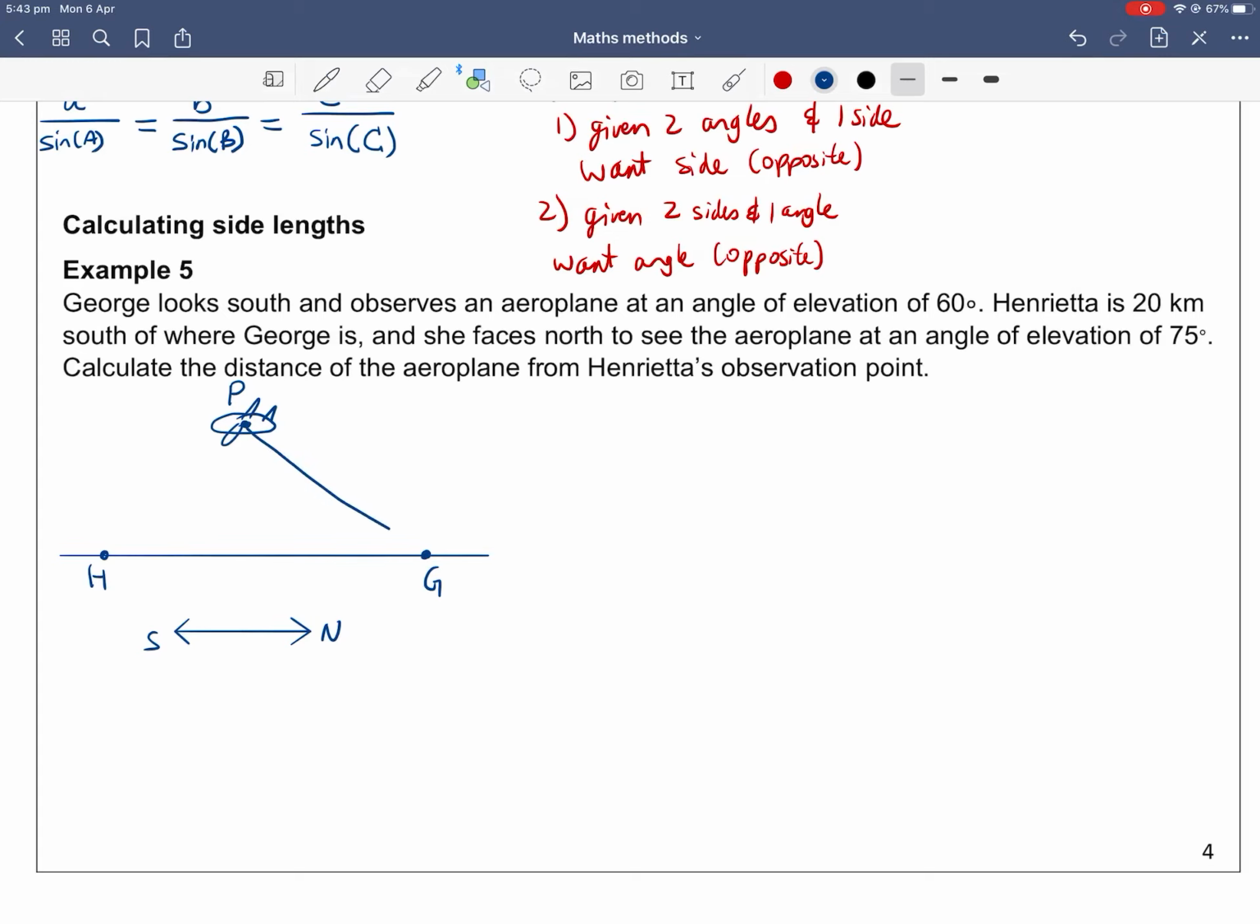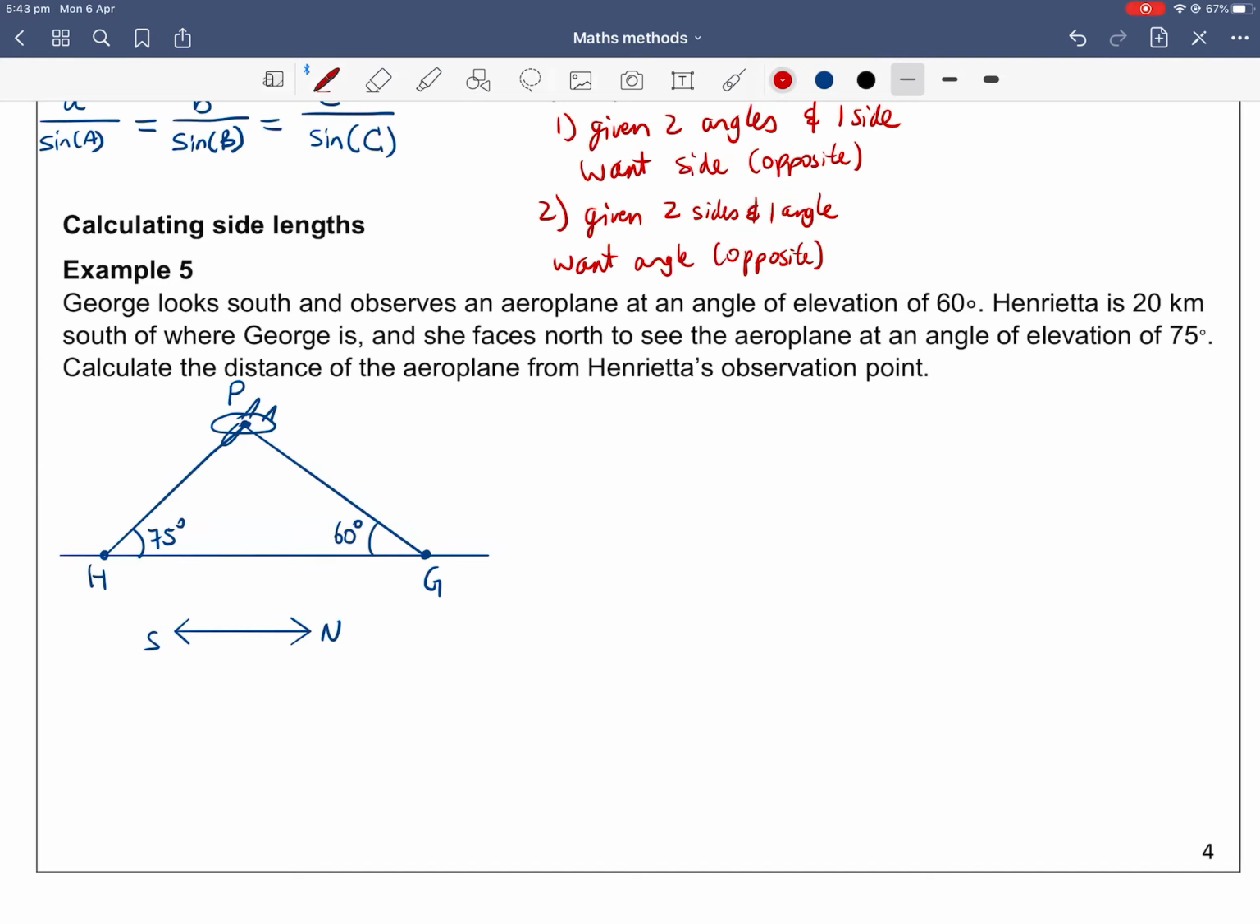So George looks up to see the plane. Draw that again. So the line connecting George and the plane, a straight line. Hopefully you're using a ruler. So the angle of elevation from George to the plane, so elevation looking up, is 60 degrees. And then let's use a ruler again, connecting Henrietta onto the plane. There we go, straight lines. The angle of elevation of Henrietta to the plane is 75 degrees. So this here is 75 degrees.